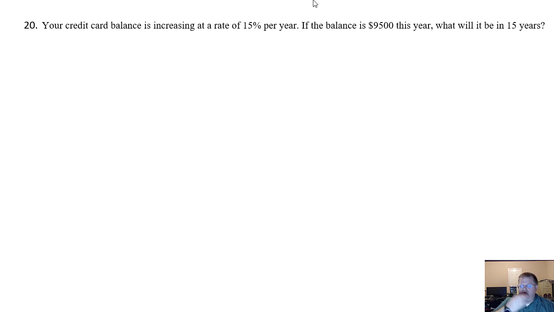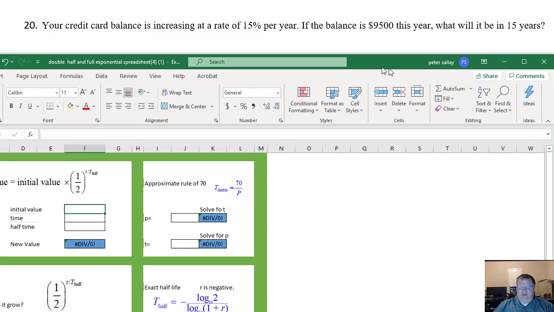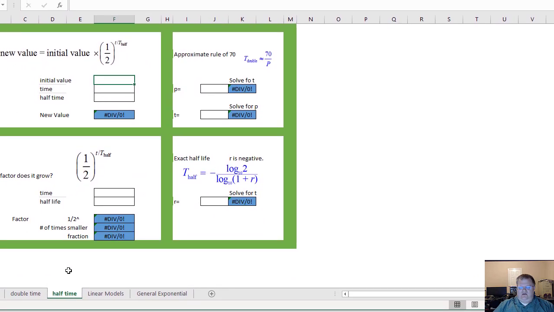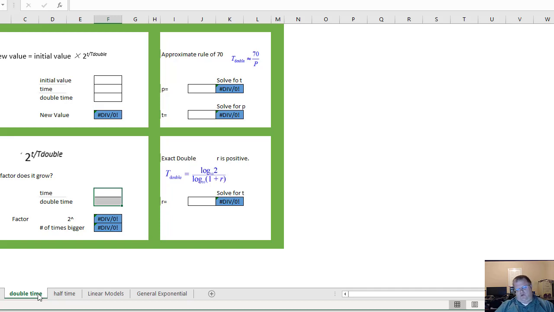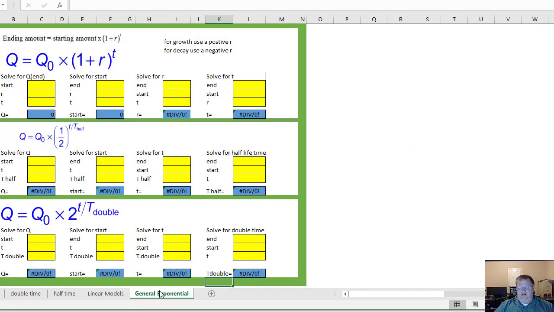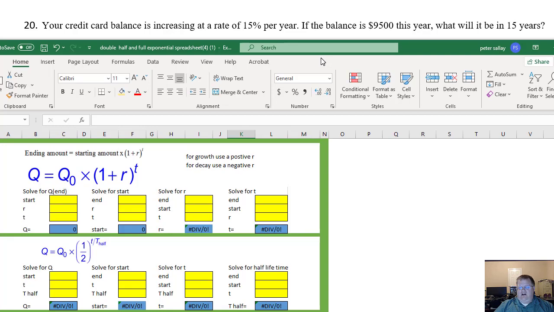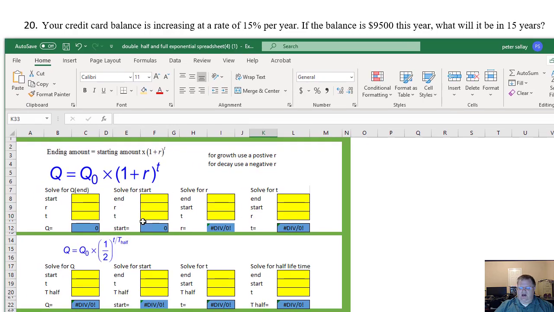All right, this next question, we're told credit card balances increase at a rate of 15% a year. Honestly, there's 2 different routes we could go with this. We could go back to the finance spreadsheet and look at it in that term idea. But the last topic we covered was exponential growth and decay, so I'm going to pull up that spreadsheet instead. I would highly recommend you look at all the different skills connected to what the spreadsheet does: double time, half time, linear models, and general exponential. In this question, we are not given a half-life or double life, so this fits under the general exponential category.